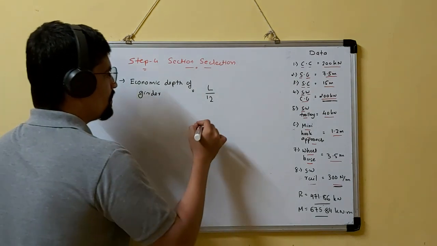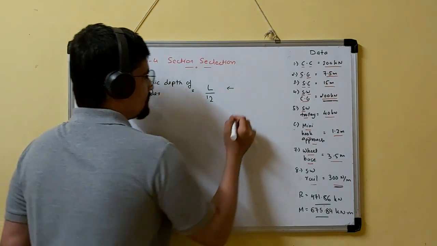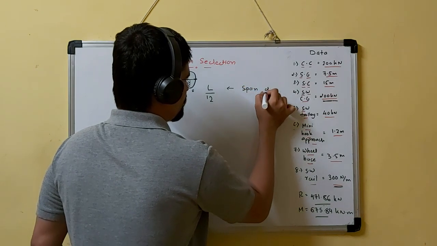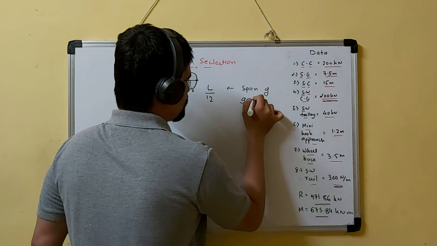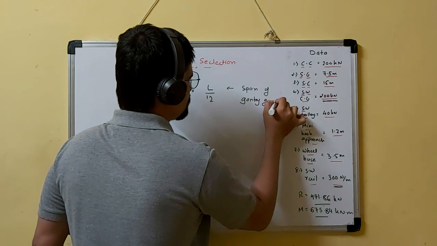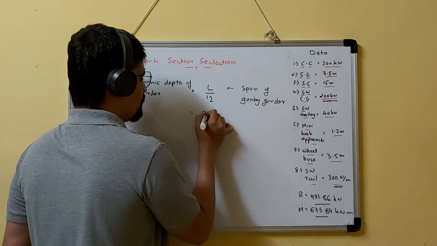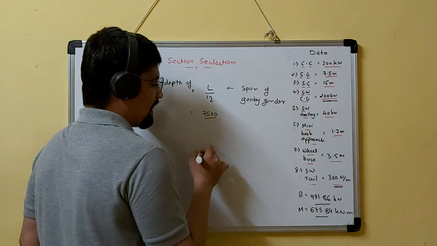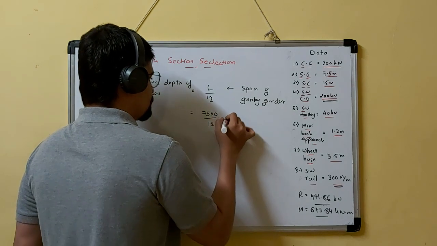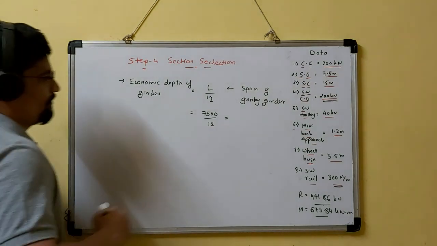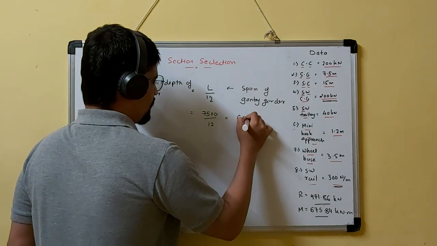Here L is nothing but the span of the gantry girder, which is 7.5, so it will be 7500; I have converted it to mm. Divide by 12. So the depth of the gantry girder will be 625 mm.